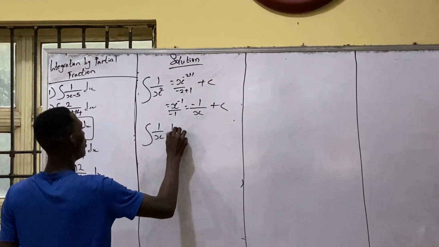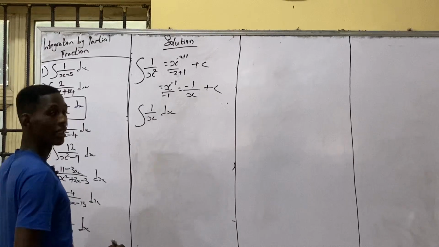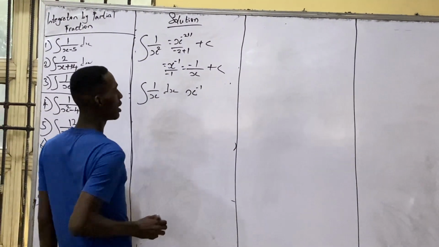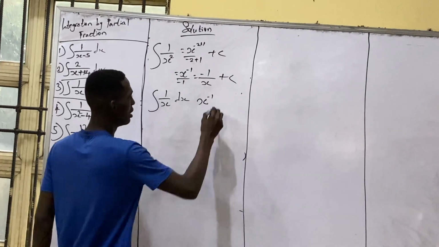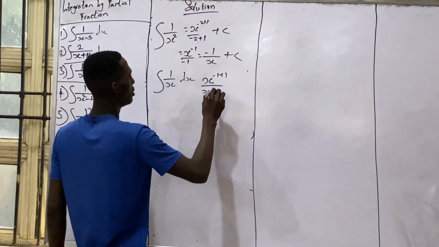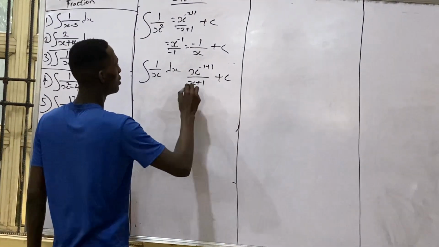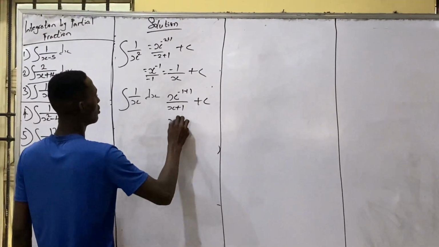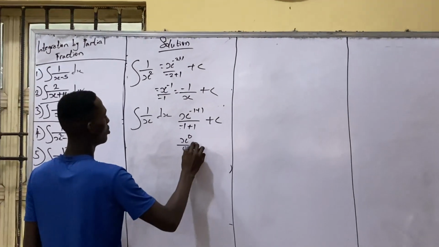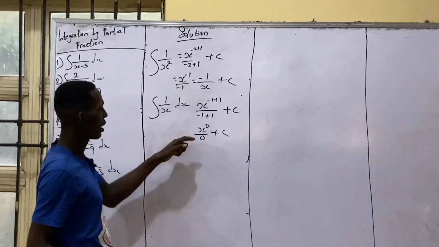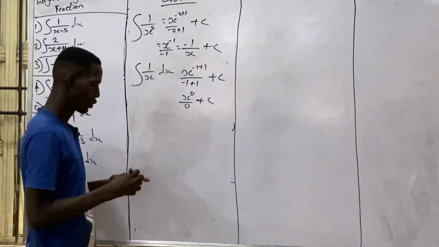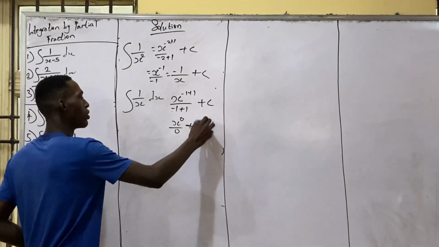But now, we might find ourselves in a situation whereby we are asked to find the integral of 1 over x dx. If you break it down to this form, that is x to the power of minus 1, and you add 1, you get x to the power of 0. Oh, sorry, this is x to the power of 0 over 0 plus c. And if we find the antiderivative of this, it will not give us 1 over x back. So this is wrong.